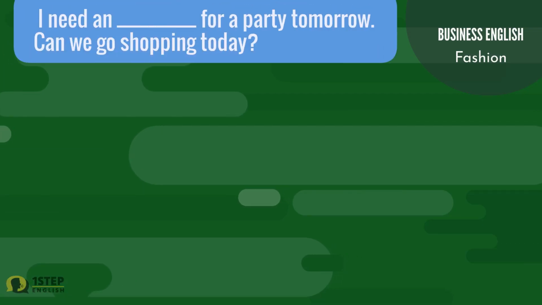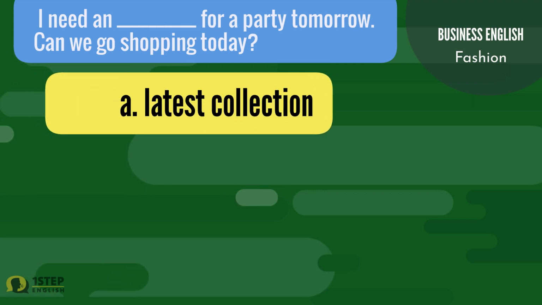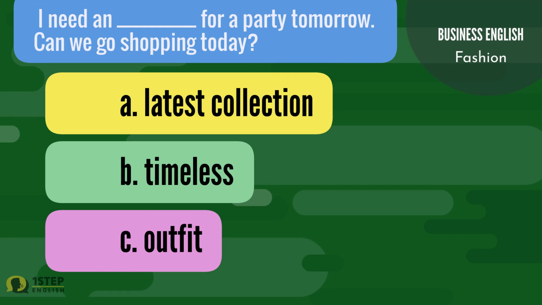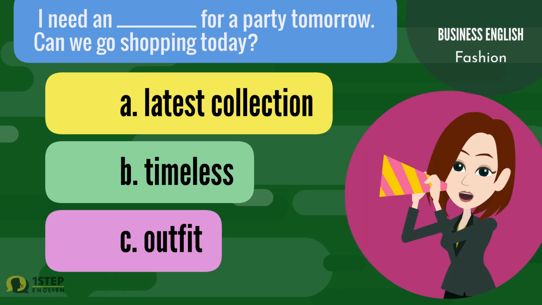I need an blank for a party tomorrow. Can we go shopping today? Letter A. Latest collection. Letter B. Timeless. Letter C. Outfit. The correct answer is letter C. Outfit. I need an outfit for a party tomorrow. Can we go shopping today?